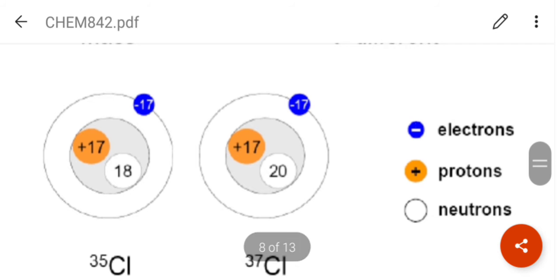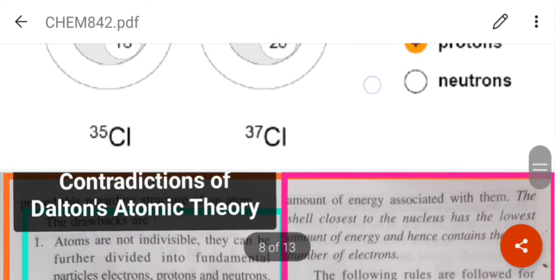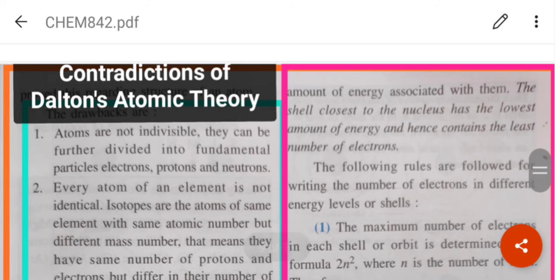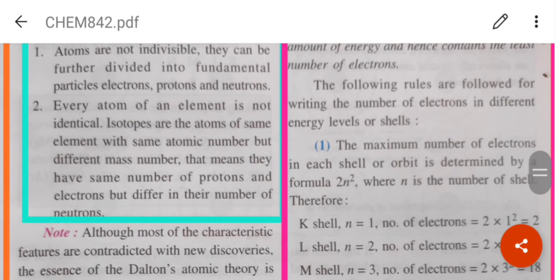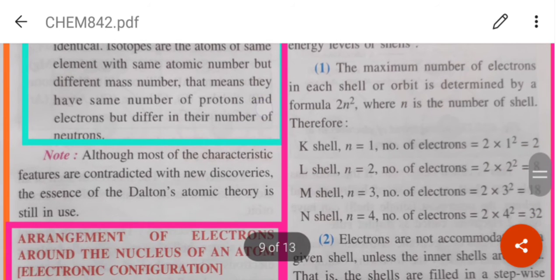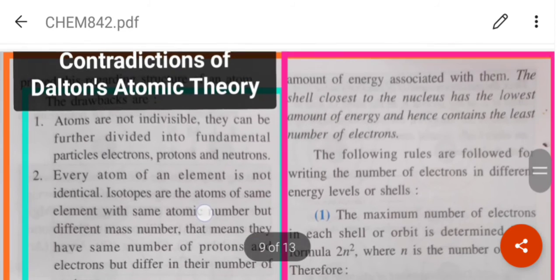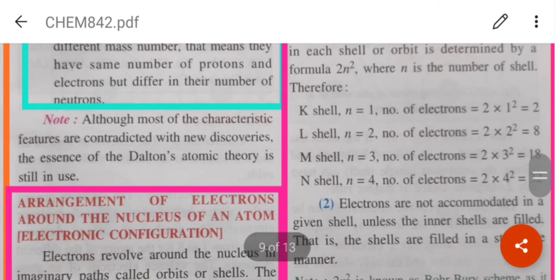That means they differ in the number of neutrons in their nuclei. Now let's see the contradictions of Dalton's atomic theory. Atoms are not indivisible. They can be further divided into electrons, protons and neutrons. And every atom of an element is not identical. Just now we found out that isotopes are the atoms of the same element, but they may have different physical properties. So these are the contradictions, or you can say the drawbacks, of Dalton's atomic theory.